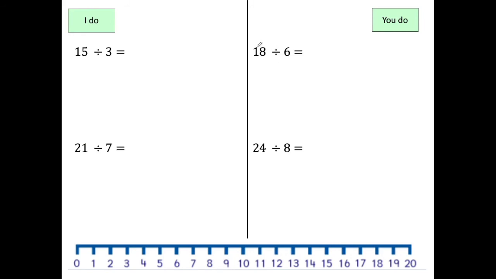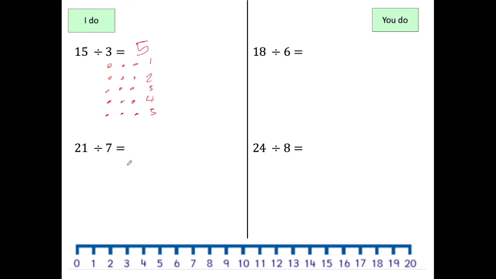we've got some harder examples, but the exact same technique will be applied. So we need to get to 15, and we're going to be doing it in groups of 3. So just like before, we're going to do 1, 2, 3, 4, 5, 6, 7, 8, 9, 10, 11, 12, 13, 14, 15. So let's see how many groups of 3s we've got here. So we've got 1, 2, 3, 4, and 5. So the answer is going to be 5.